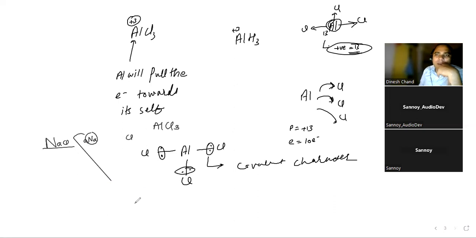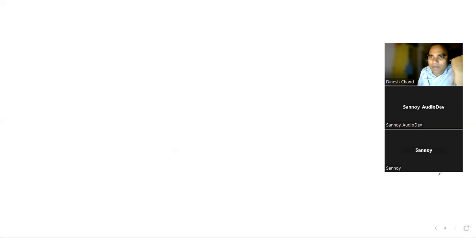Okay, so there are 4 rules now. Sir, I was asking why Na does not pull the electrons, whereas aluminum is pulling the electrons. That is my question. Please give me a moment.